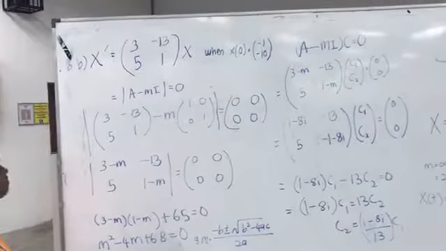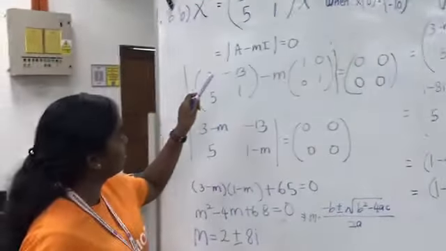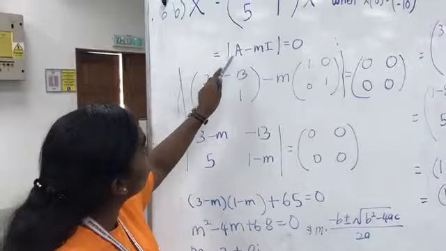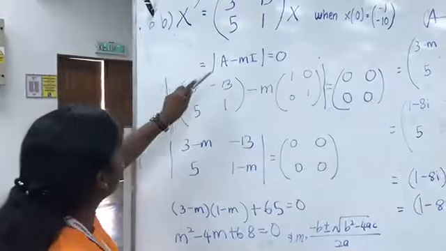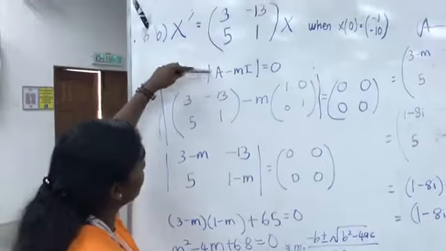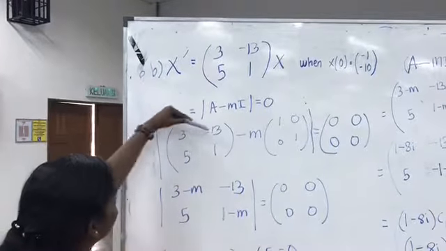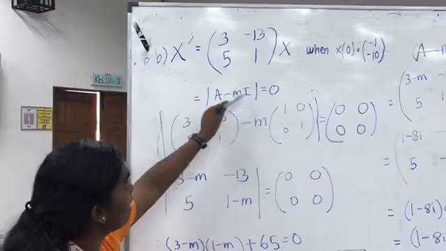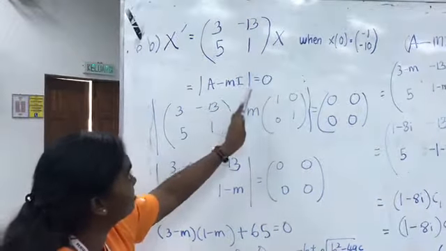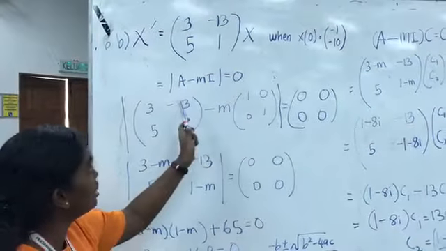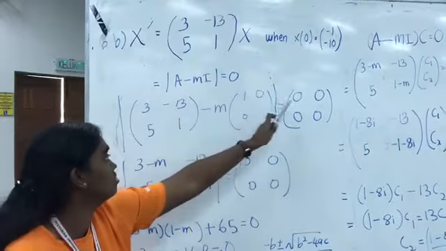To find that, first of all we have to find the determinant of A minus lambda I equals 0. So we let this matrix be A: 3, negative 13, 5, 1, minus lambda, and since it is a 2 by 2 matrix, our identity is 1, 0, 0, 1, and we equate this equation to 0, 0.